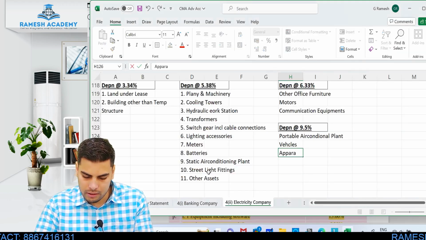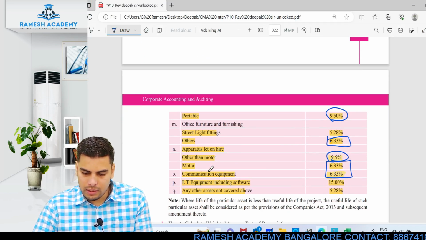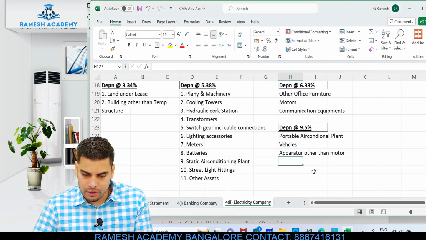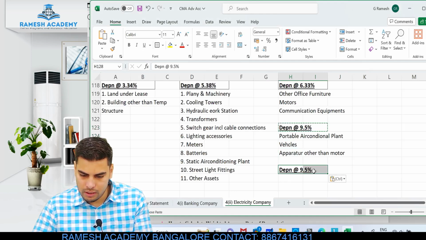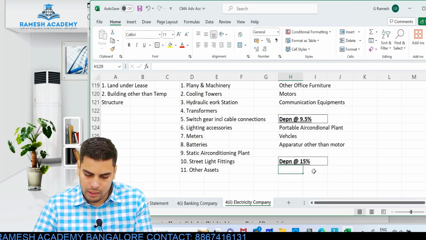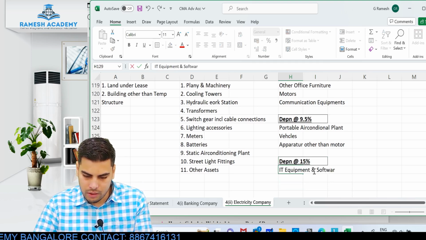Apparatus on hire or apparatus other than motor. Okay, so these are the assets which will be charged depreciation at the rate of 9.5 percent. And lastly we have got 15 percent depreciation. So 15 percent depreciation would be for IT equipment and software. Okay, so IT equipment and software, it would be 15 percent.